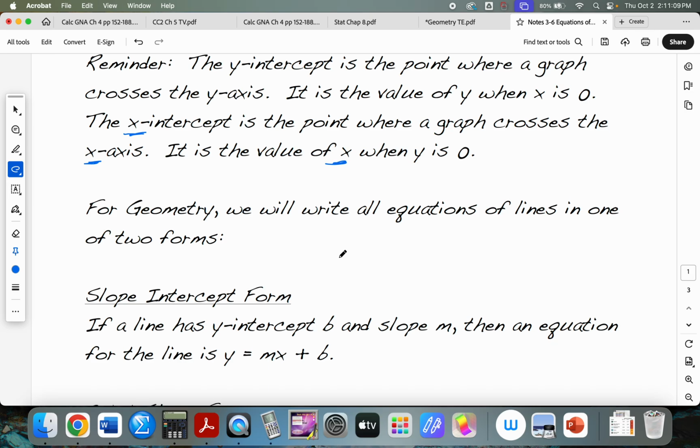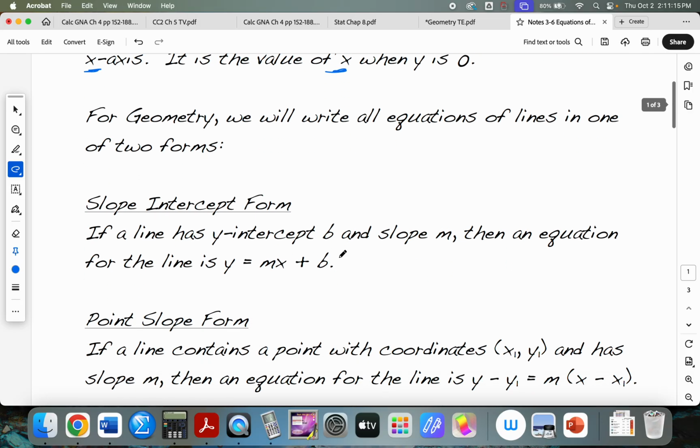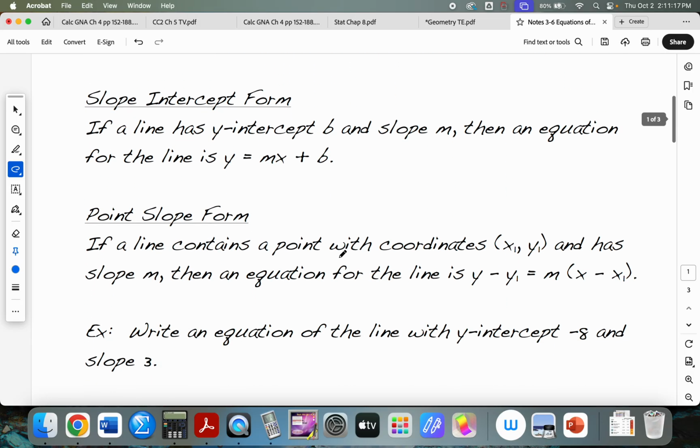So slope intercept form is the one that you have known the longest. You learned this probably in pre-algebra. If a line has a y-intercept b and a slope m, then an equation for the line is y equals mx plus b. You're used to that one.